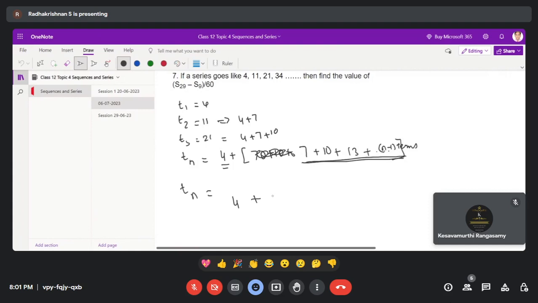Sundaresh, you were telling something. Complete it. What were you getting? Sir, I am getting the 7 plus 10 plus 13, the n minus 1 terms, equal to 3n plus 1, sir. No. It cannot be that simple. Okay. And what did you get, Sahana? So I got Tn plus 5.